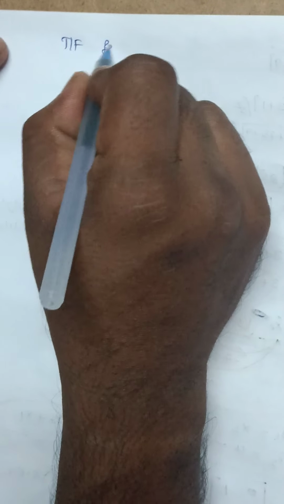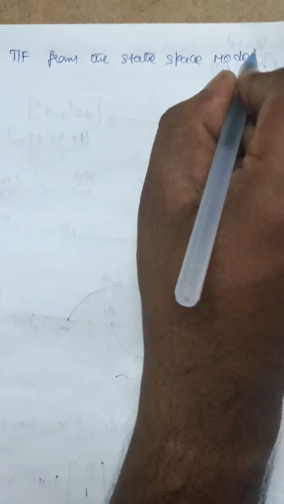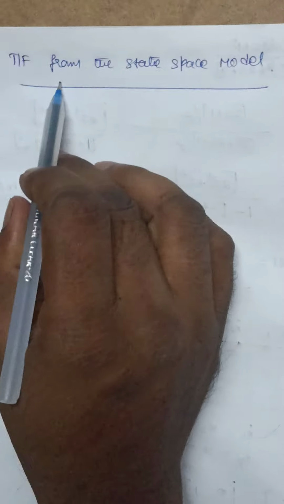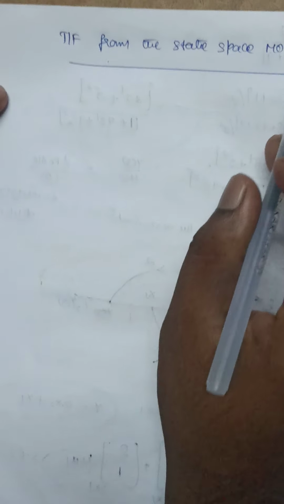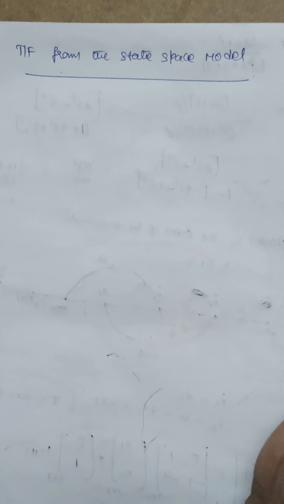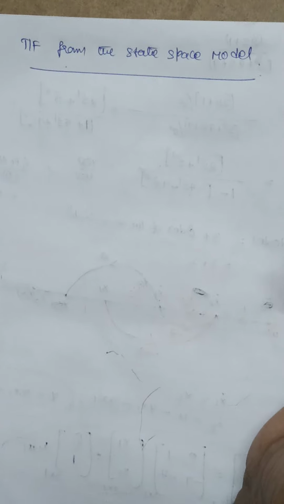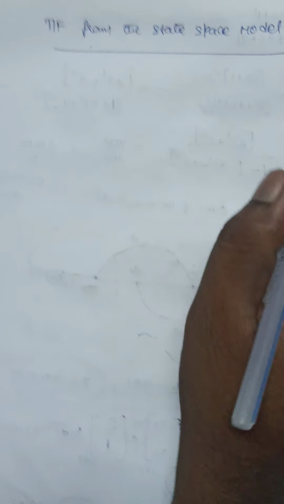Here in this session I am going to explain about transfer function from the state space model. Transfer function from the state space model, and also the next one, the solution of the state equation both for the homogeneous and non-homogeneous equations. Next one is state transition matrix. So first let me discuss about this transfer function from the state space model.